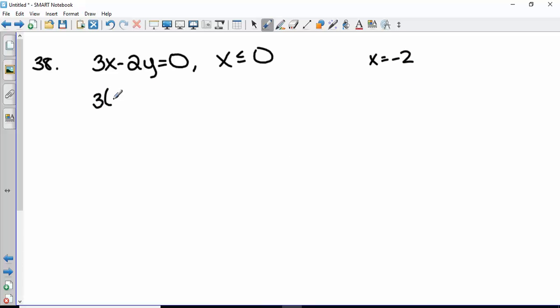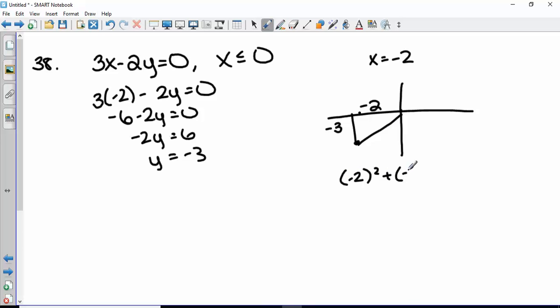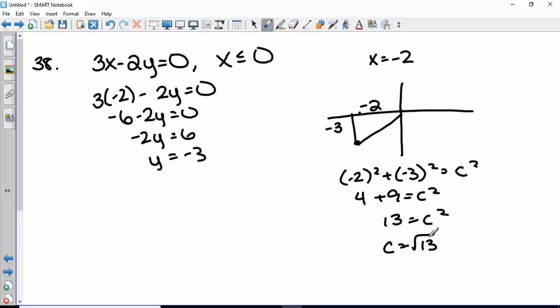So then if I plug in a negative 2 for my x, we get y to be negative 3. So now I have x and y. If you want to draw a picture, if x is negative and y is negative, we're in the third quadrant. So this side's negative 2, that's negative 3. Then you could find your hypotenuse. X squared plus y squared. So that missing side is the square root of 13.